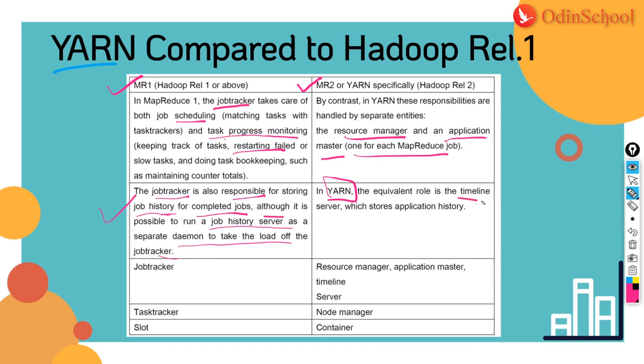The equivalent role is the timeline server, an entity which stores the application history. So here a single job tracker is there, but in YARN the resource manager, application master, and timeline server are separate entities dividing the responsibilities of the job tracker. This is what I call the master, and if I call the task tracker a slave, then the node manager here is a slave. In the word count job you have seen input splits and slots, but here there is a container, and that entity is quite different from Hadoop release 1.